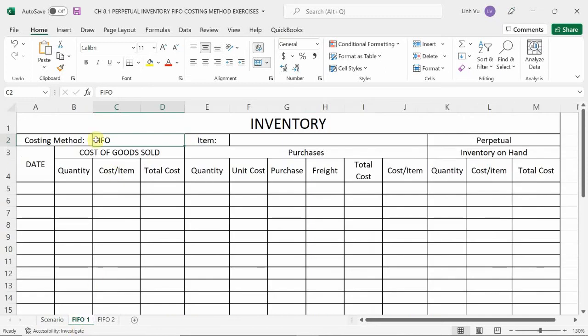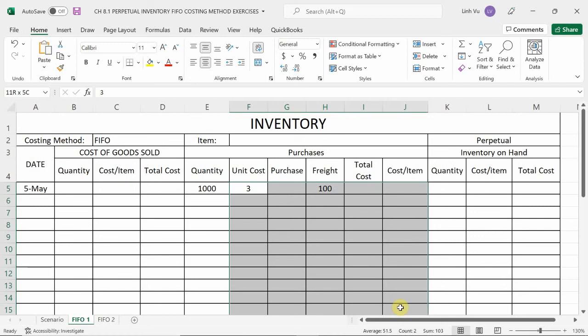So FIFO 1, here's the inventory worksheet. It is May 5th. We're going to skip over the cost of goods sold because we didn't sell anything, so we move on to purchases. We purchased 1,000 units at $3 each with a freight of 100. This is going to be similar to our periodic inventory: we need to solve for this information right here, such as the purchase price.